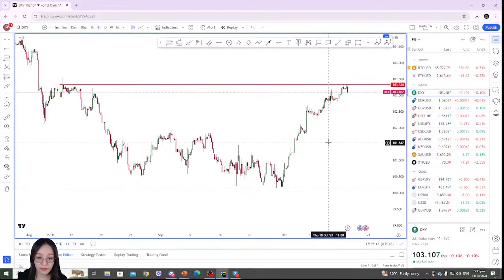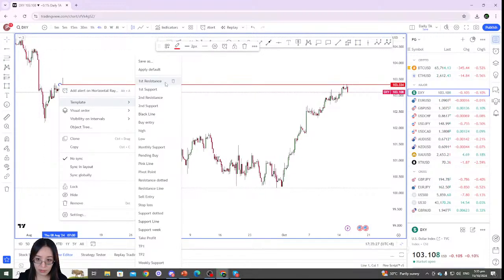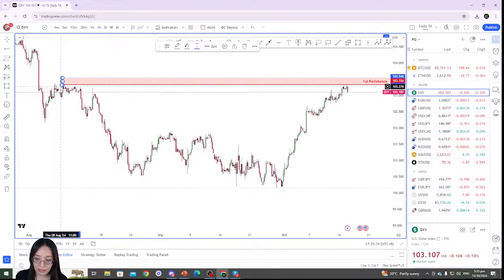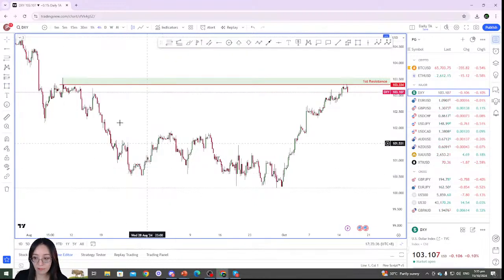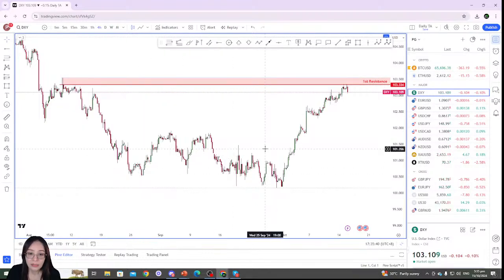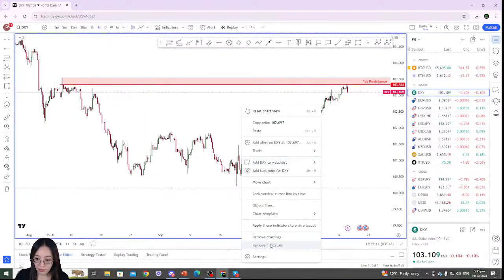You have to identify the key level for the dollar index. Based on the H4 time frame, I'm going to identify this one as the key resistance level, which I will mark as the first resistance level. If you look at the wick and the body, you should highlight the area of the resistance level, which is this area. And this is based on the H4 time frame.